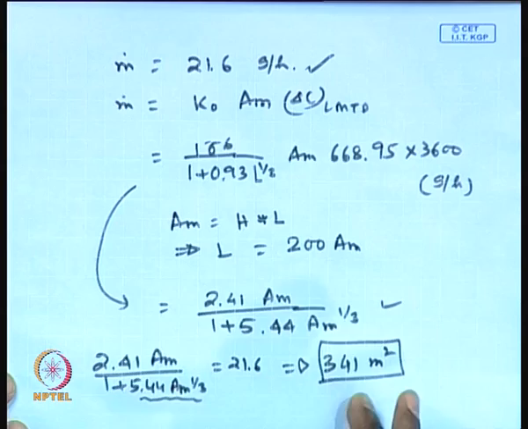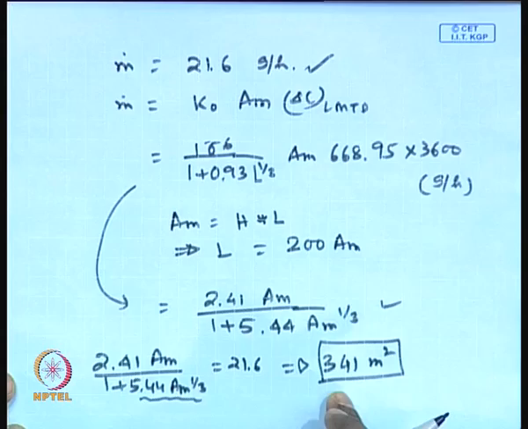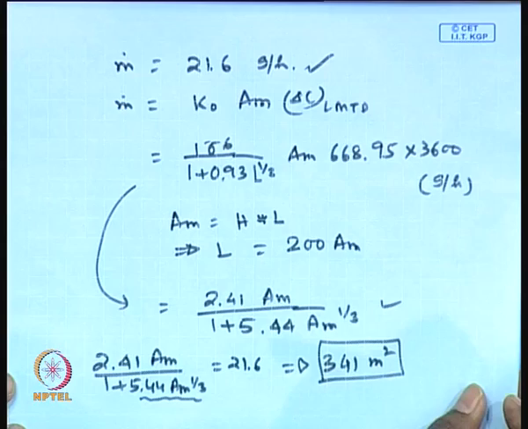So, you see, if you neglect the mass transfer resistance of the feed side, the membrane area required is around 9 meter square, but if you include the mass transfer resistance of the feed side, it will be shooting up to 340 meter square. So, inclusion of all the resistance will be very important, because the feed side is in laminar flow. So, mass transfer resistance will be significant. If you neglect that, then you will be underestimating the whole problem.